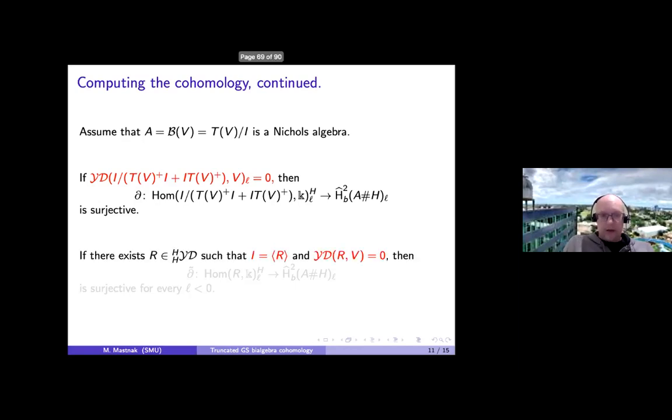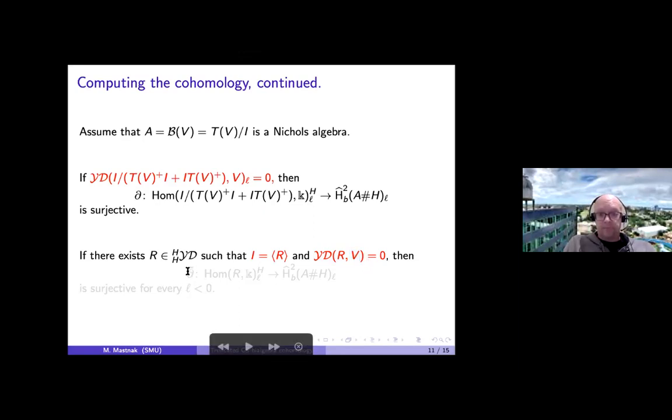And in particular, if you can find a nice set of relations, and R is the Yetter-Drinfeld module generated by the relations, and there are no Yetter-Drinfeld module maps from R to V. Remember, most of the time we are dealing with the semisimple case. This just means that no simple summand of R is the same as any simple summand of V. That's all this says.